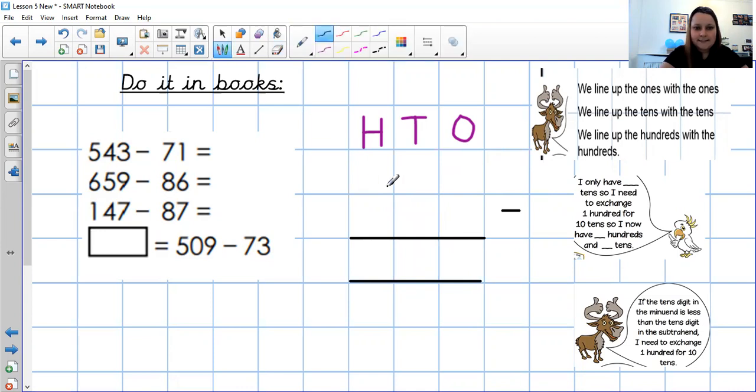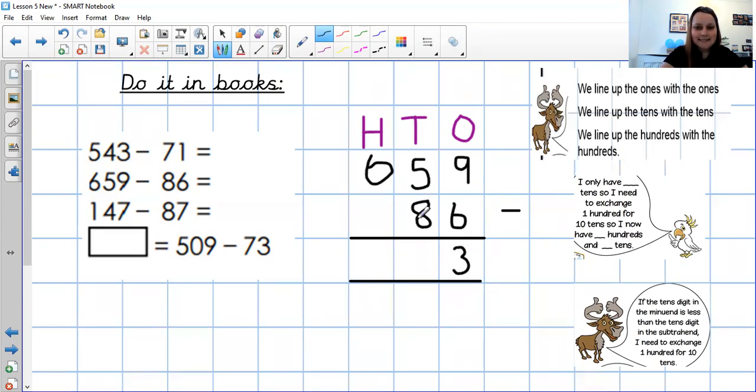So my minuend this time is 600. Oh, that's a big 6, isn't it? 659 subtract 86. So let's start with our ones. 9 ones subtract 6 ones. I'm going to be left with 3 ones.